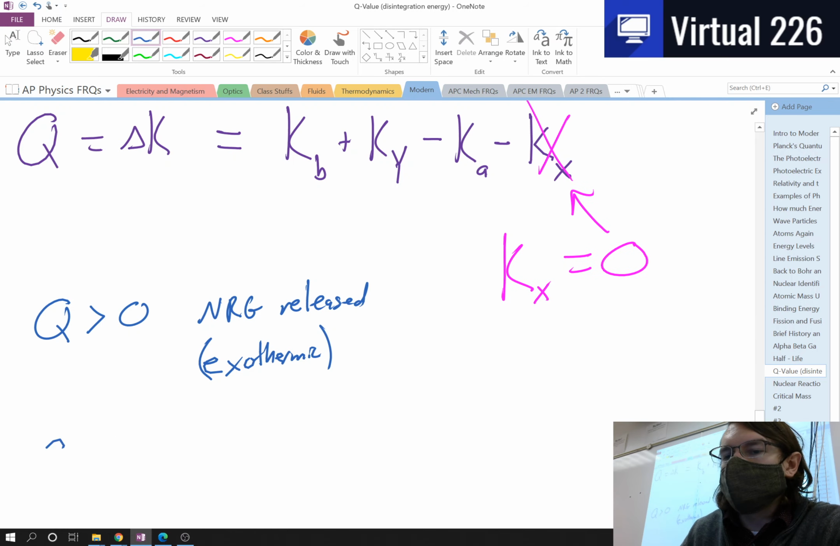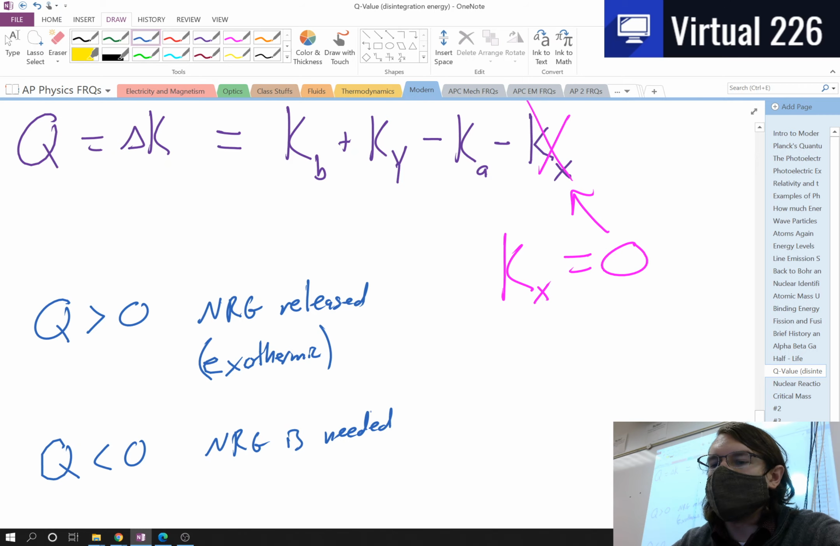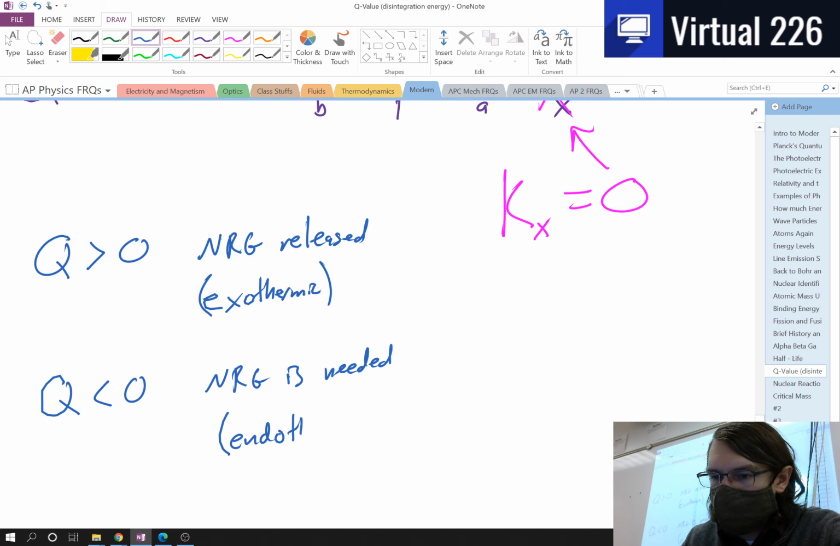On the flip side, if Q is less than 0, then energy is needed to even get that reaction to occur. The reaction will not happen spontaneously. You need some extra energy to be put into that for it to occur. We call this one an endothermic reaction.